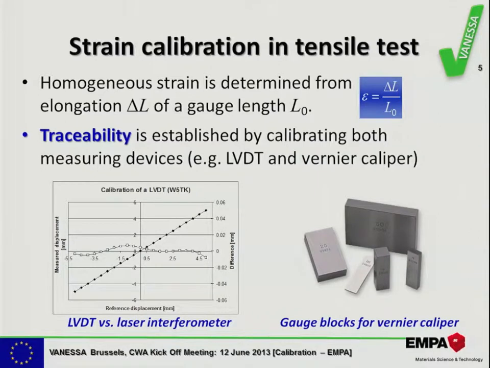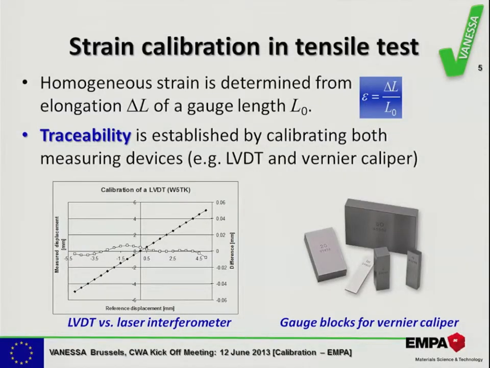You're probably familiar with calibration in a single point measurement. For instance, if you are measuring a strain in a tensile test, you expect a homogeneous strain which is determined from two measurements, the elongation delta L and the gauge length L0, and the strain is the ratio of delta L and L0. Now, if you want to establish traceability, you have to calibrate both measuring devices. For instance, that might be an LVDT and the vernier caliper.